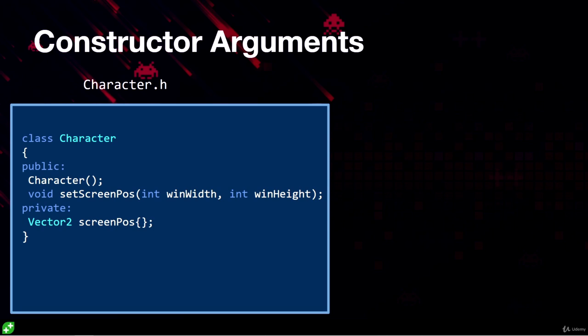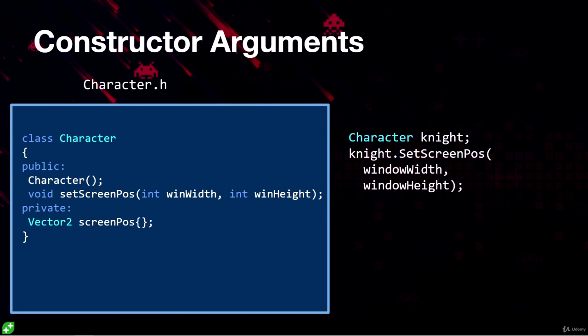Now, we've seen that in the character class, we created a function called setScreenPause, and this function takes the window width and the window height as integers, because this vector is the screen position that we need to draw the character to the screen. And if we want the character in the center of the screen, we need those window dimensions. And we've seen that whenever we create an instance of the character class, we need to call setScreenPause, passing in that window width and the window height.